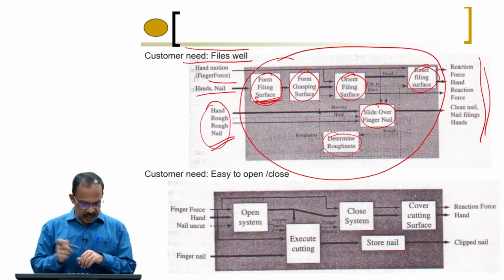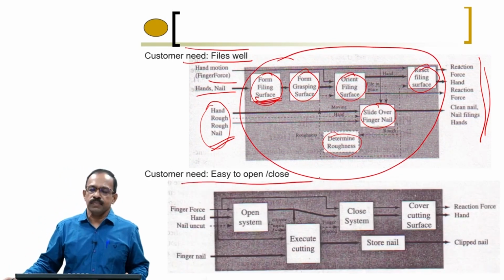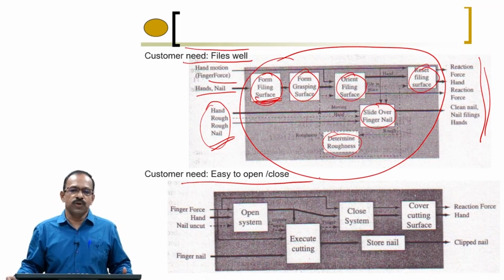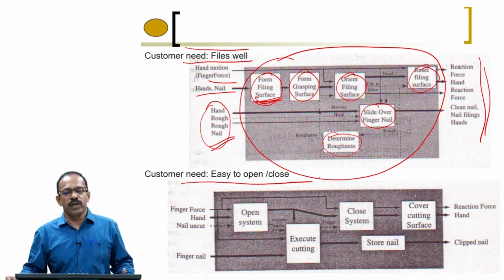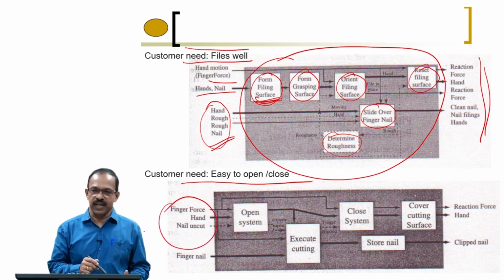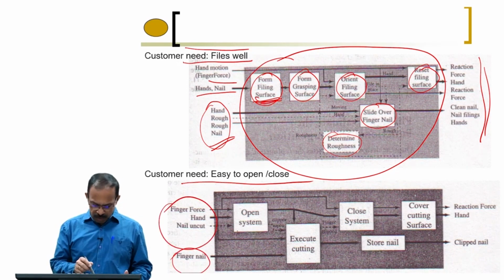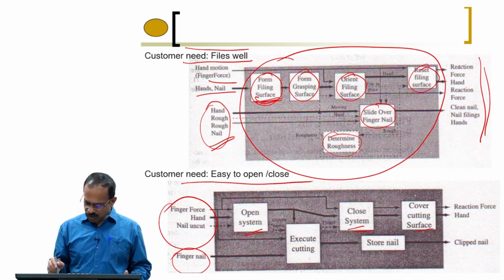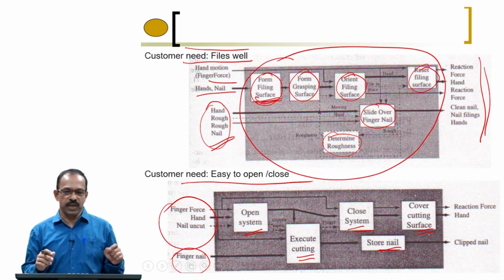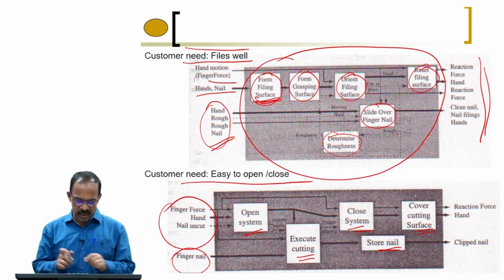Same way you can see easy to open and close. Probably the requirement from the customer was that the existing products are difficult to open or close. Then we need to see what functions are involved in opening and closing, and which function can be modified to make it easy. Again you will see the inputs: finger force, hand, nail, and then fingernail, and the functions: open system, close system, close cutting surface, execute cutting, and store nail. These are involved in opening and closing, because we need to open it first, then do the process, then close it, and then store it. So, that is what is happening.